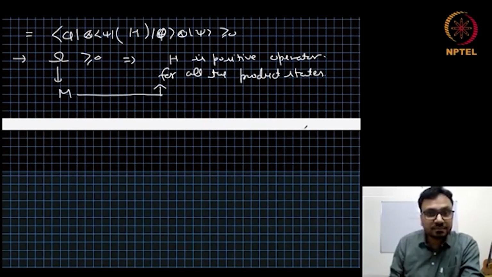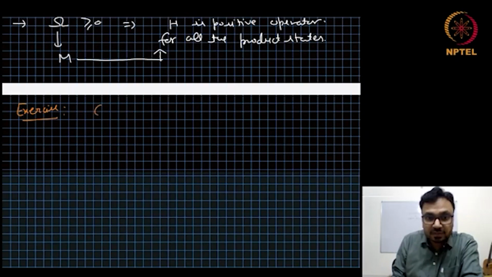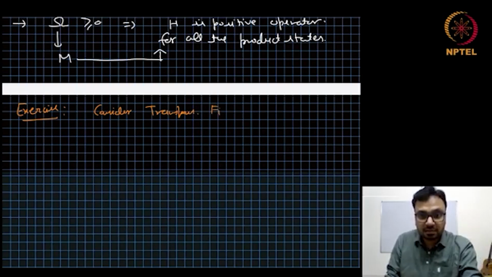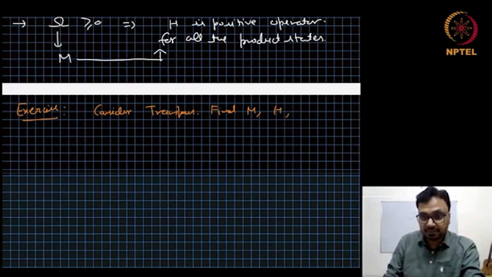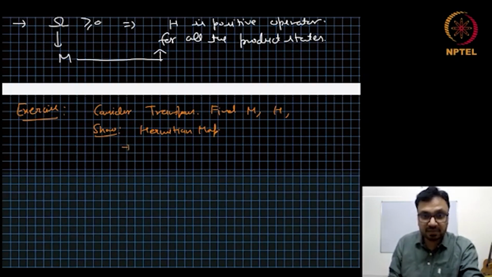There is an exercise here. Consider the transposition map. Find the M matrix, H matrix, show that it's a Hermitian map, and try to see if it is a positive map.